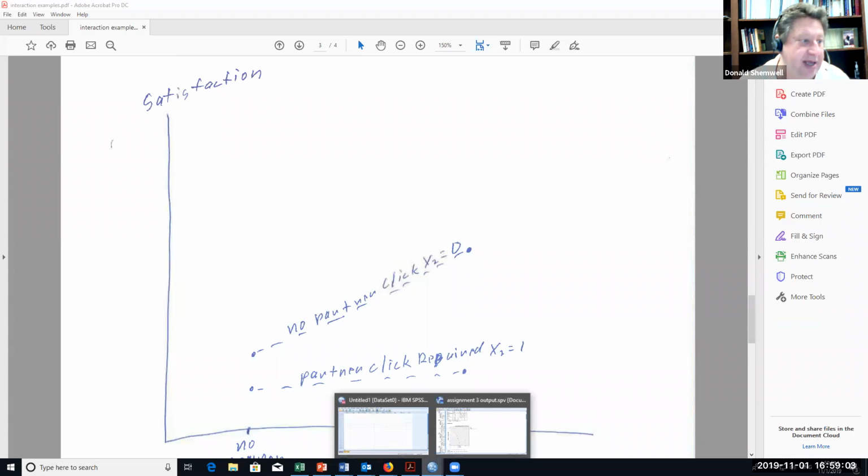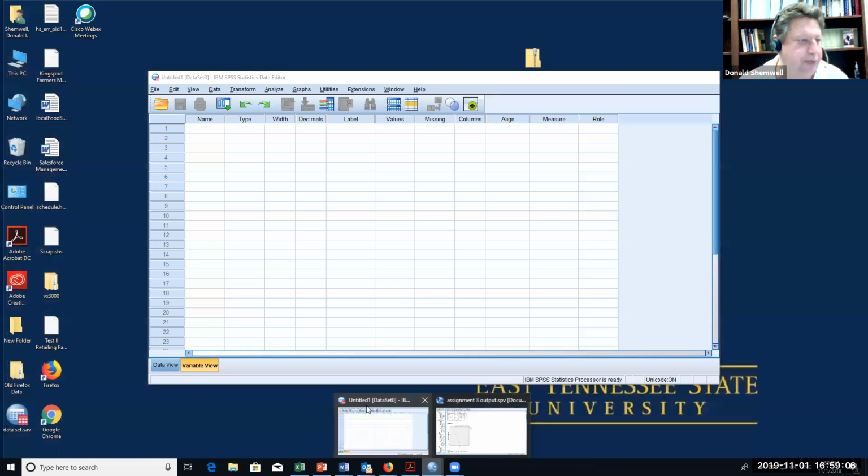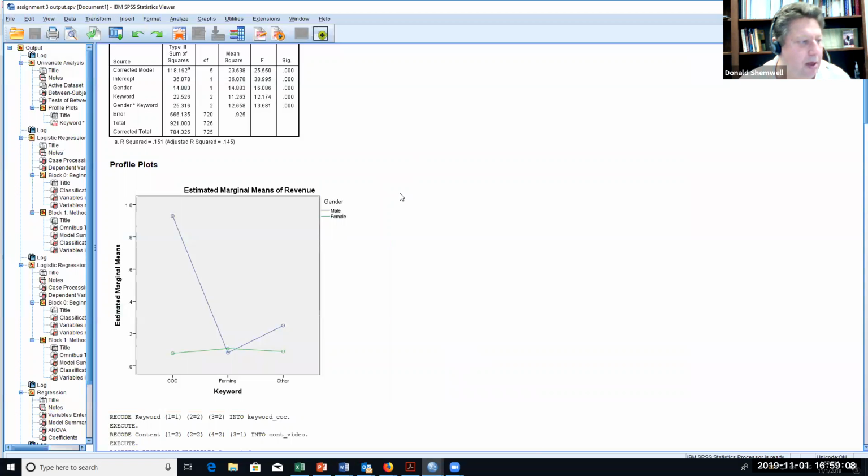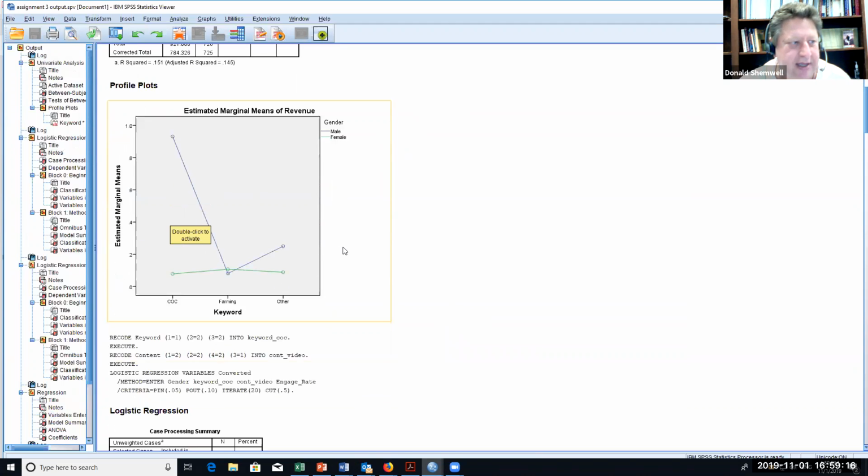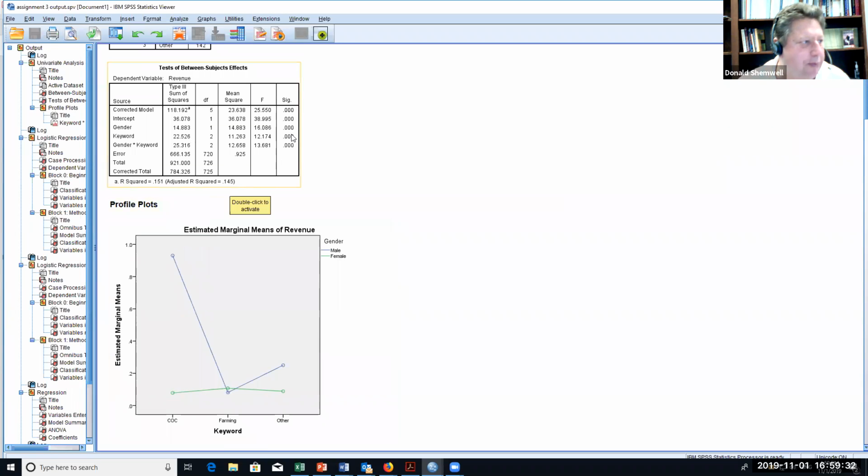Now, if we look at our own output here, we can see that there is a difference between the blue line and the red line. In this case, the red line is male and the green line is female. You have to figure out which one of these, on average, either this point or this point, is higher. Because we already know from the output that gender is significant, it means that there is a difference in generating revenue between males and females.